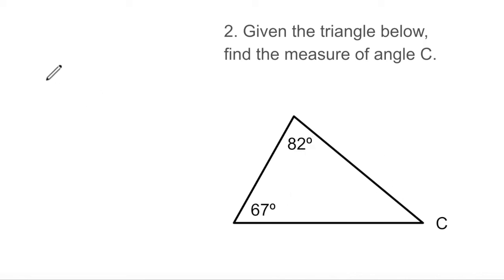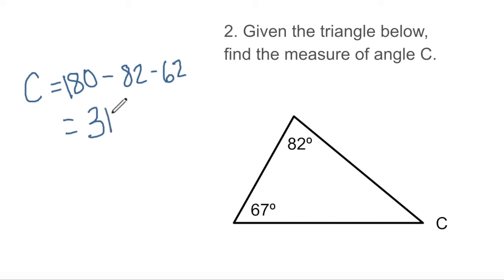To find C, again, all we need to do is subtract the two known angles from 180. Since the three angles add up to 180, we can do 180 minus 82 minus 67, and angle C measures 31 degrees.